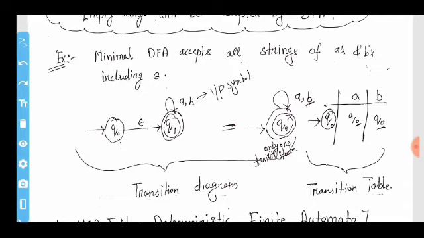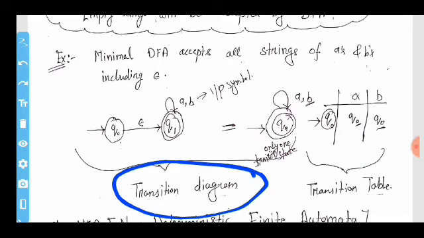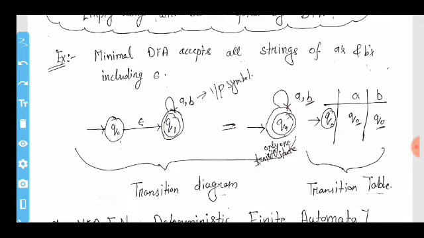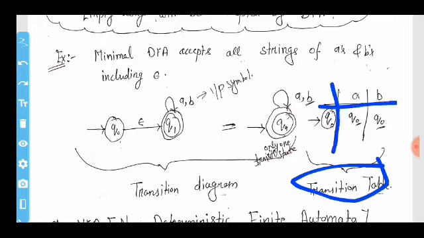So we know that finite automata are represented by two types. First one is your transition diagram and second one is your transition table. The transition diagram is represented by circles and arrows. Circle represents your state, and arrow represents your transition. And the transition table is represented in row and column format in a table structure.